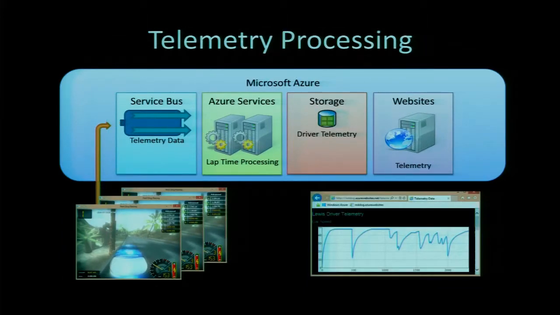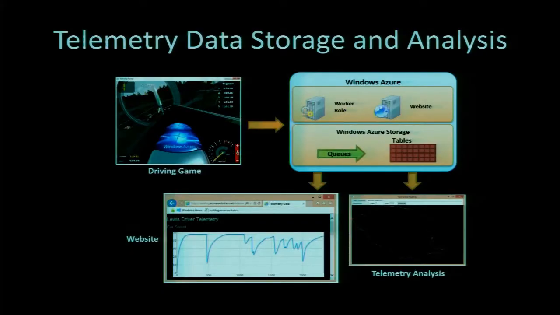Telemetry processing is the same thing. We're just sending a lot more data, a lot more properties about the car. Again, that's going into table storage. And we're able to actually do different things with the telemetry data.